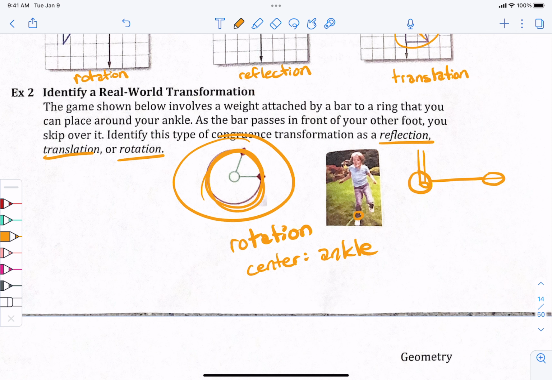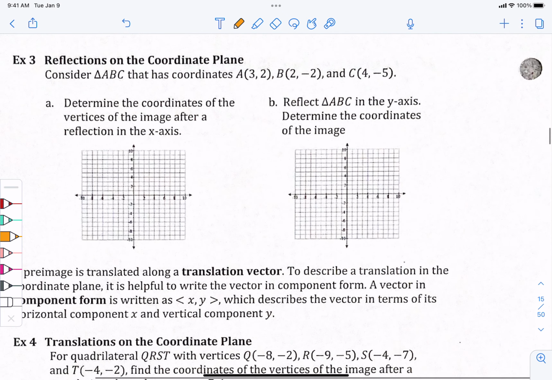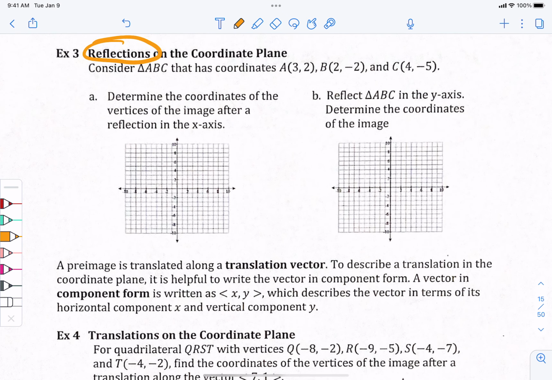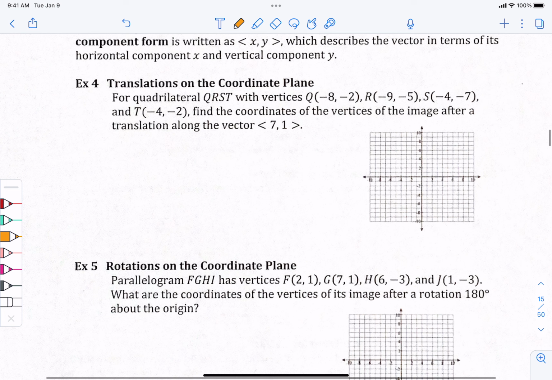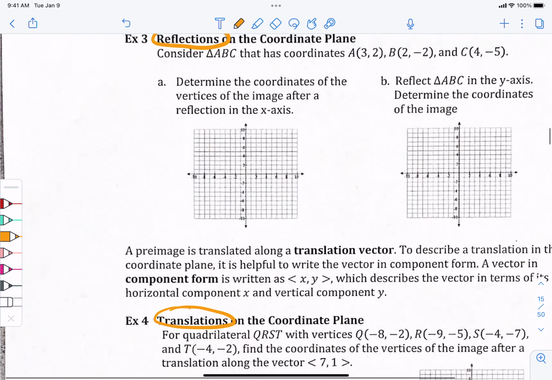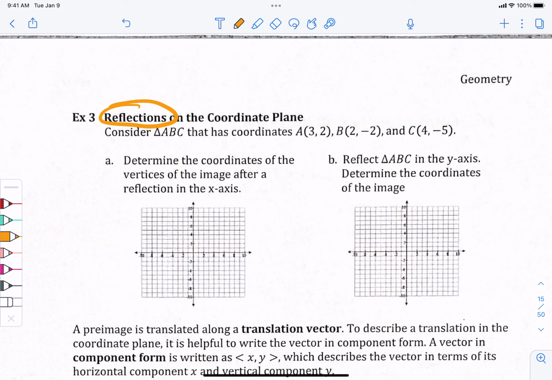Alright, so go to the back side. This gets a little bit tougher, but not too bad. Okay? Alright, there are 3 sections. There is reflections, which we're going to talk about in example 3. There is translations in example 4, and there's rotations in example 5. Okay? Reflections is the first one.